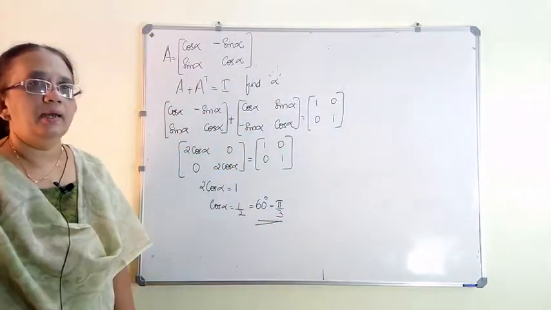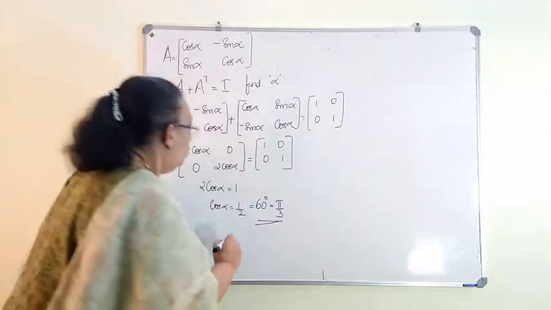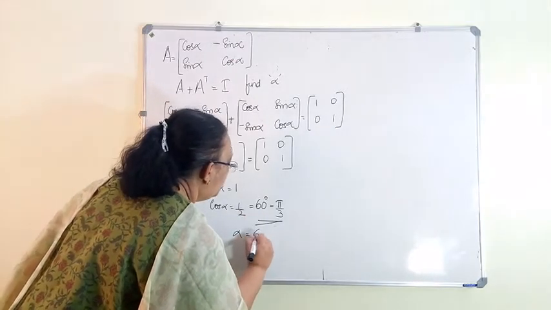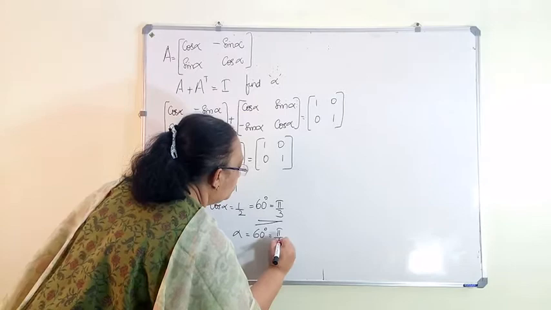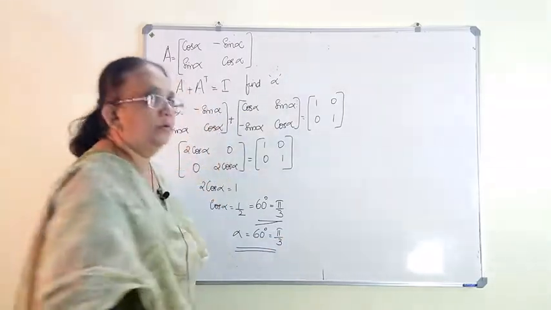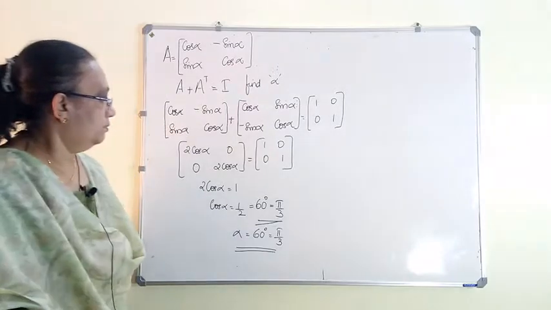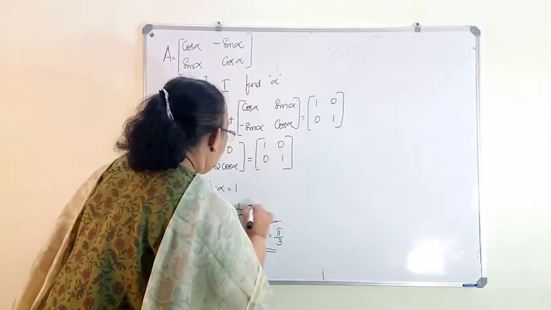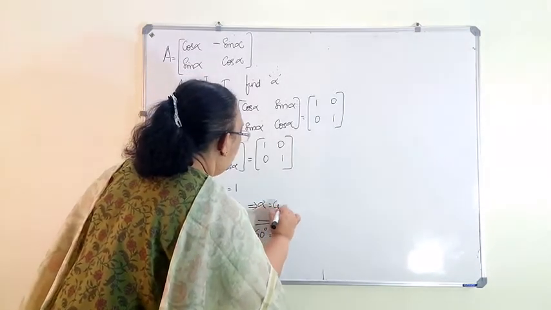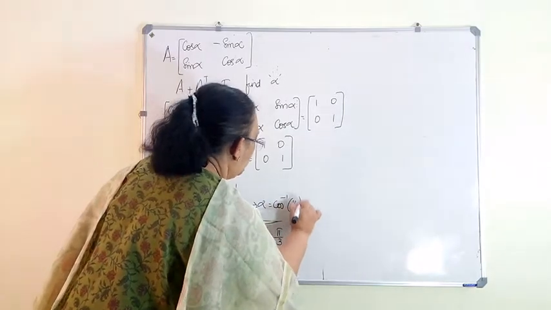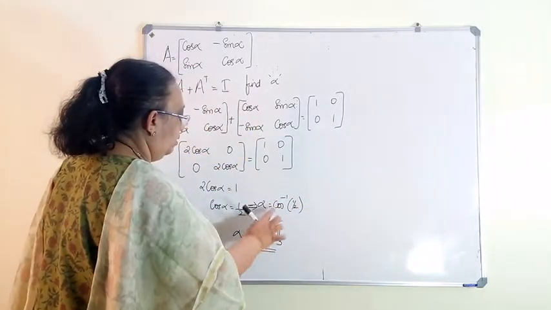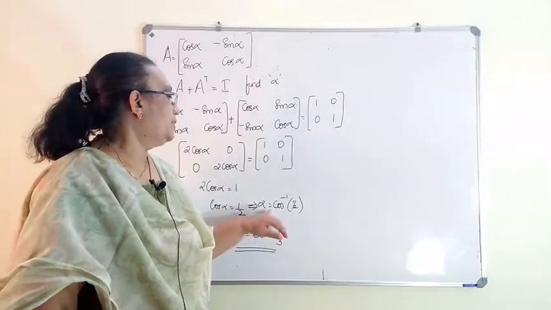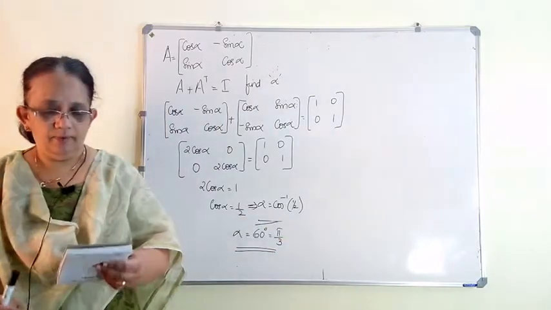This question is frequently asked. So, cos alpha is equal to 1 by 2, or that is alpha is equal to 60 degrees, or that is equal to pi by 3. Very good. Here we can say one more thing. Alpha is equal to cos inverse of 1 by 2, and cos inverse of 1 by 2 is equal to 60 degrees, or that is equal to pi by 3, because you have already studied inverse trigonometric functions. Yes, very good.